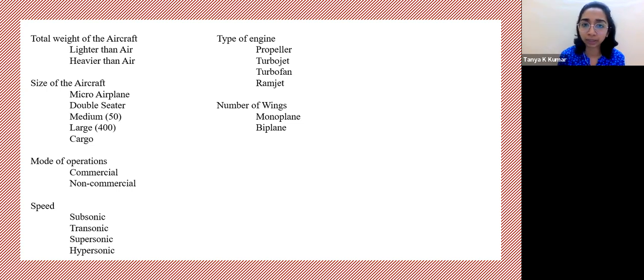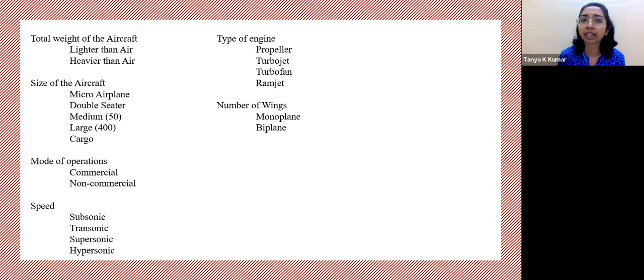Then you have classifications based on type of engine. You have propellers, turbojet, turbofan, ramjet, and there are supersonic ramjets, or scramjets. So you have types of engine classification. Then depending on number of wings, you can have monoplane or biplane or triplane. That is how many pairs of wings you have. Single pair of wing, that typical aircraft that we see, that is monoplane. If you have 2 sets, you remember the Wright brothers aircraft, you have multiple sets of wings. So that would be biplane, triplane so far.